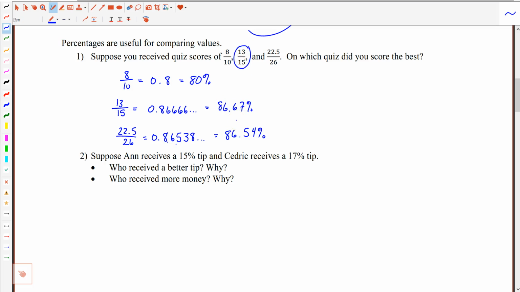Now suppose Anne received a 15% tip and Cedric received a 17% tip. So two questions: who received a better tip and why? And who received more money and why? Now in terms of who received a better tip, we would argue that Cedric received a better tip. Okay, so why did he receive a better tip? Because he had a higher percentage of the bill returned to him.